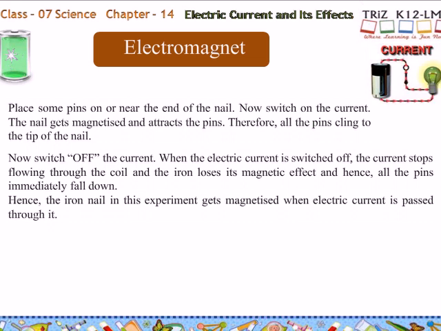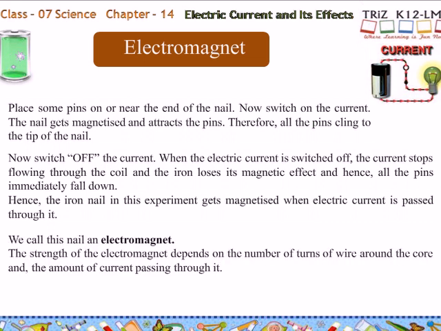Hence, the iron nail in the experiment gets magnetized when electric current is passed through it. We call this nail an electromagnet. The strength of the electromagnet depends on the number of turns of wire around the core and the amount of current passing through it.